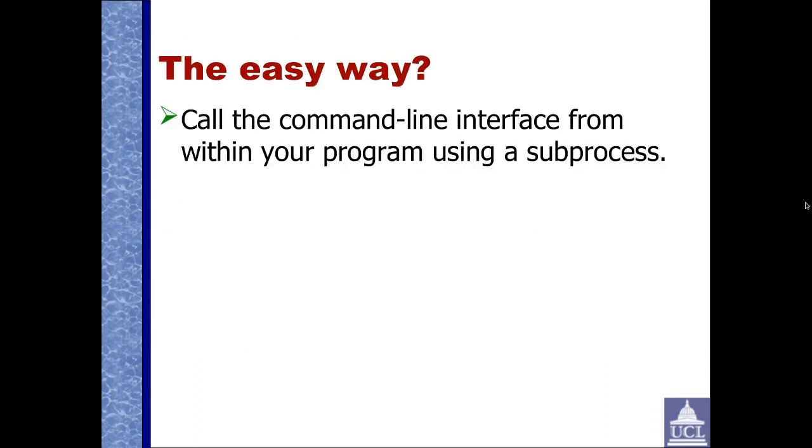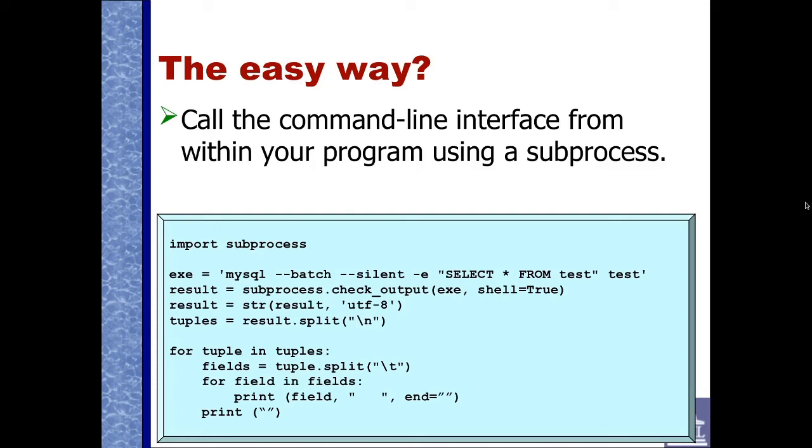So for databases, that would appear to be the simple thing to do. And here's what we could do in order to do that. We import subprocess. So here we're creating a string where we're specifying the MySQL command. We're running it as a batch process. We're running it in silent mode, and we're executing this query. So we call subprocess.checkOutput, passing it that string. We convert the result into a standard string, and then we can split it up into the rows that get returned by doing result.split on a backslash n, a return character.